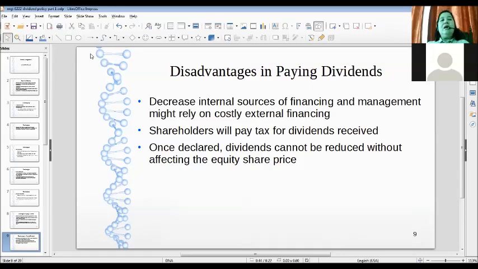Okay, and another disadvantage in paying dividends is that once a dividend is declared, dividends cannot be reduced without affecting the equity per share. So kaya ang mga corporation, class, before they really declare, they undergo that declaration of dividend. Pinag-aaralan nila ng matagal yan. Kasi once na-declared, hindi nila yan pwedeng bawiin. Okay? Hindi yan pwedeng sabihin mo, ay, nagkamali ako, no? That cannot be. Okay? So, those are the disadvantages.